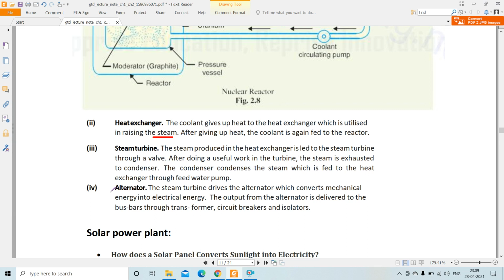Then the next part is the alternator. So what happens in the alternator? The steam turbine drives the alternator, which converts the mechanical energy into electrical energy. The output from the alternator is delivered to the bus bar through the transformer, circuit breaker and isolator. So this is all about your nuclear power plant.